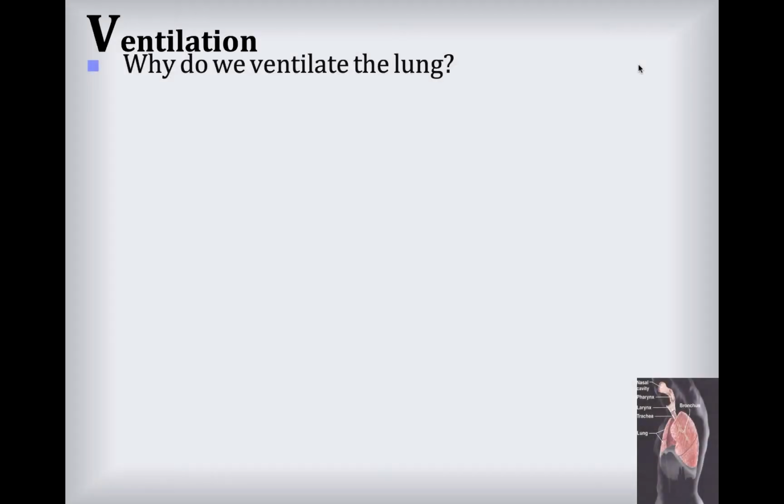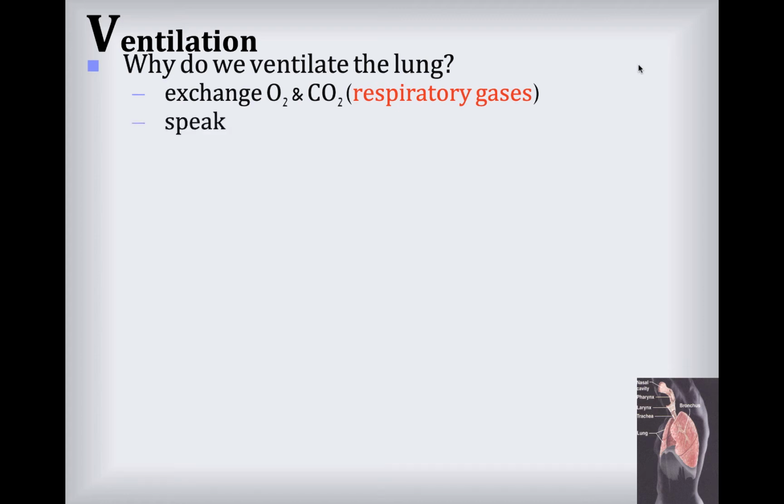All right, why do we ventilate the lung? The major reason that we ventilate the lung is actually to exchange the respiratory gases. The respiratory gases are O2 and CO2. And so again, we need to bring in fresh air that's high in O2 and then breathe out to get rid of excess CO2. Well, as we force air up through the vocal cords, they vibrate and they create sound. And then we use our lips and our tongue to convert that sound into understandable language. And so ventilation also helps to support speaking.